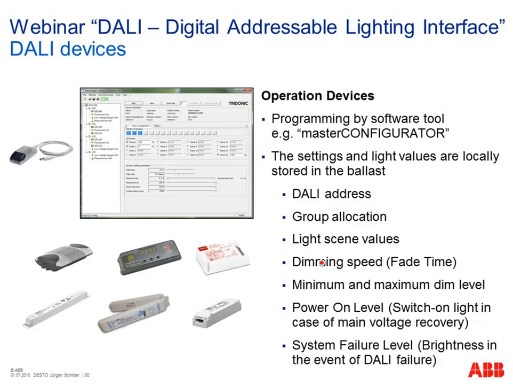The dimming speed, how fast for dimming up and down, the minimum and maximum dim level, and also the power on level. The power on level, for example, is a value for when we have mains failure and the mains voltage recovers. So, for example, after mains failure, we can set the parameter to go to 100%, and then this DALI device switches on up to 100%. And another parameter is the system failure level. This is a brightness value when we have DALI failure. So when DALI has a failure, then this ballast goes to this parameterized system failure level, which can also be 50% or 100%. It depends on the setting inside the device.